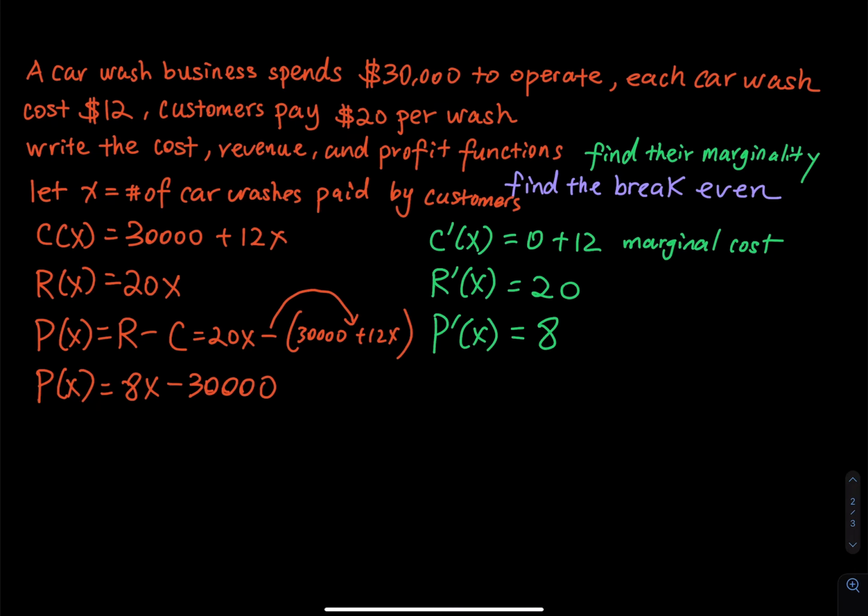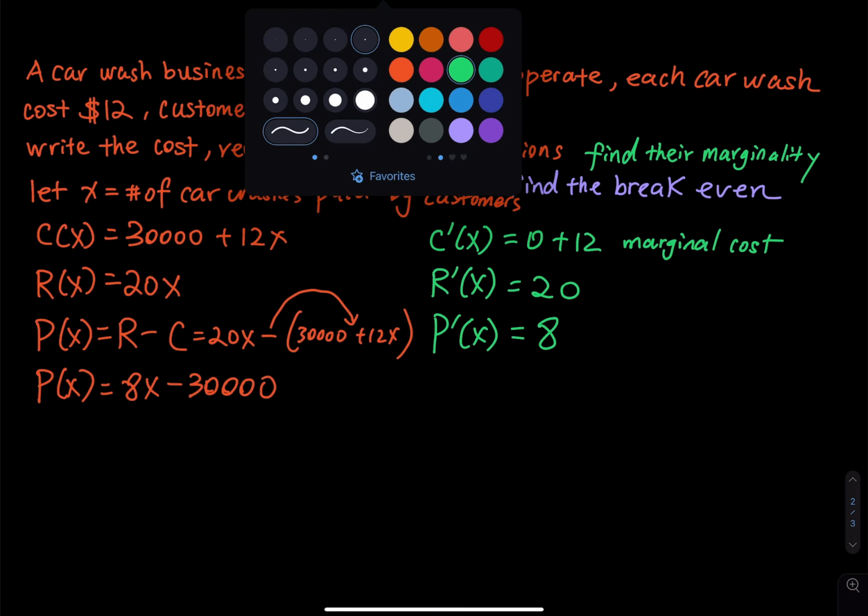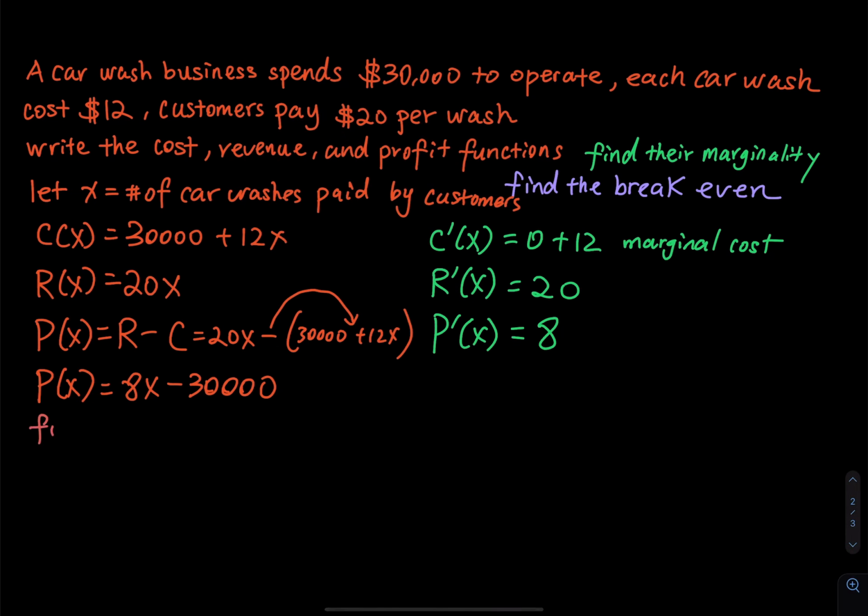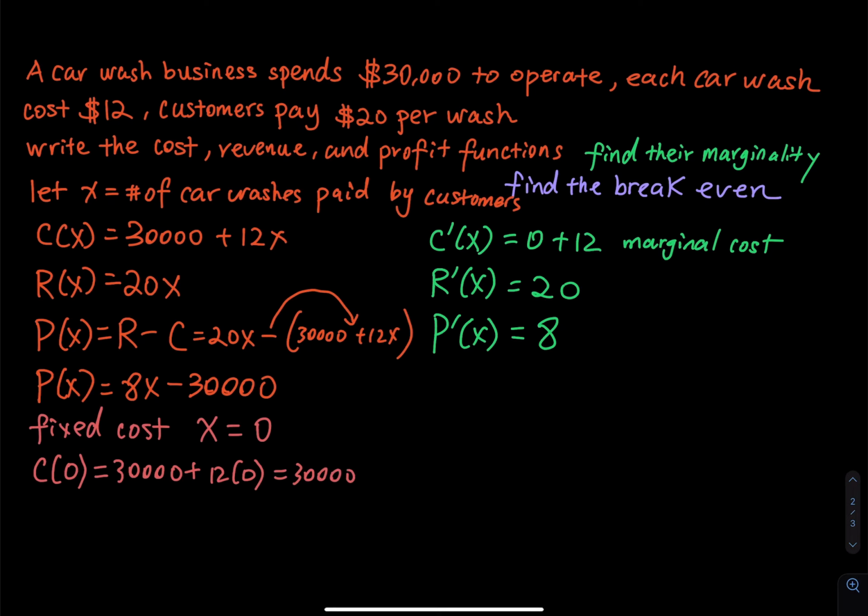So how about the fixed cost? So let's do something else. The fixed cost is you tell me how much you have to spend if you just do nothing. Do nothing means you let x equal 0. So let's say you sell no washes in a day, a week, or a month, whatever that is. Then C of 0 equals 30,000 plus 12 times 0, which equals $30,000. So fixed cost is the amount that you have to pay if you just do nothing.